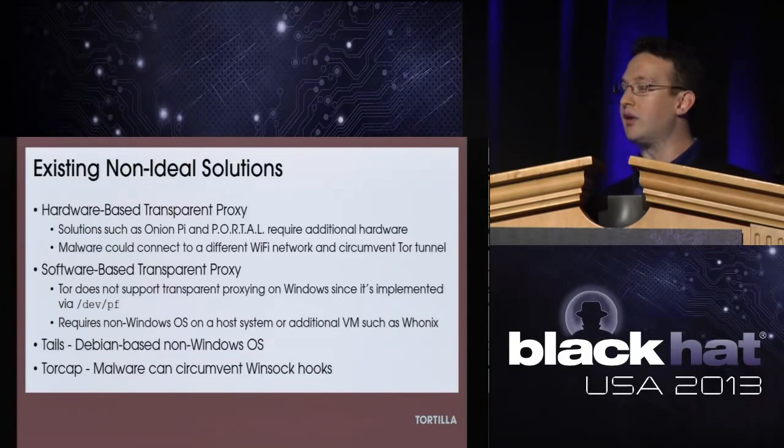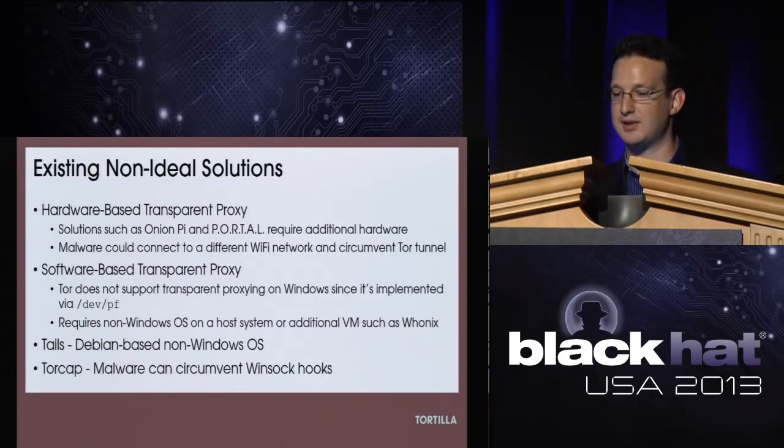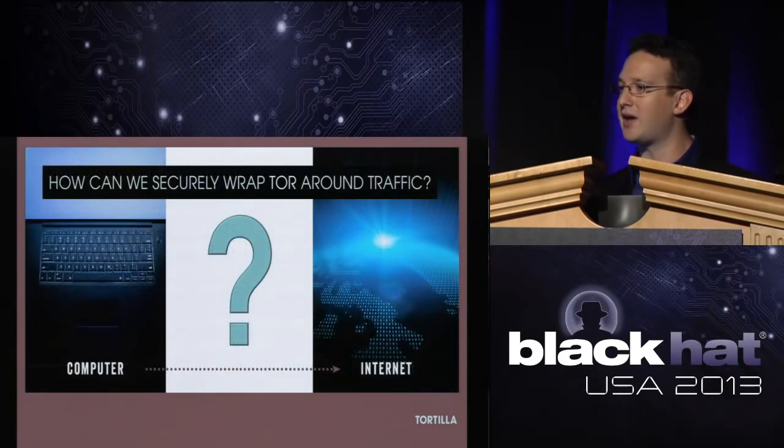And then there are Windows-based solutions like TorCap that work through hooking WinSock, but again, the problem is malware: if it's running at a high enough privilege level, it could circumvent those WinSock hooks, and again, route traffic not through Tor and divulge the user's IP address. Which begs the question, how can we securely wrap Tor around traffic?